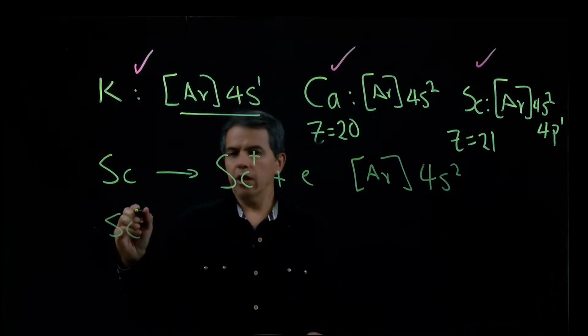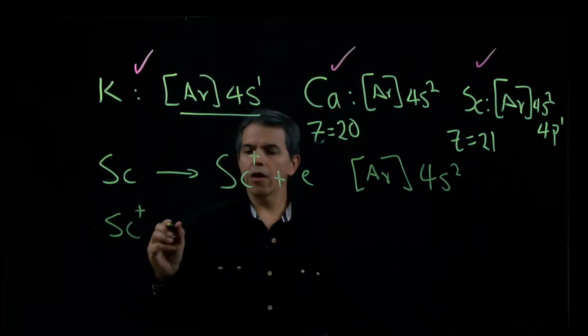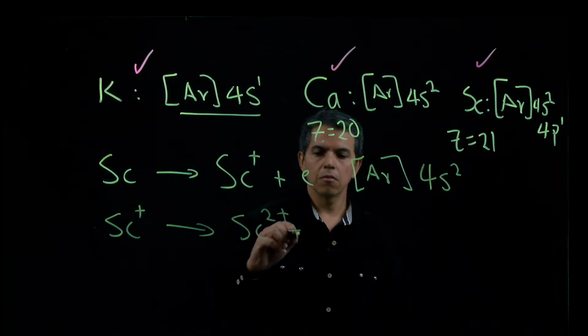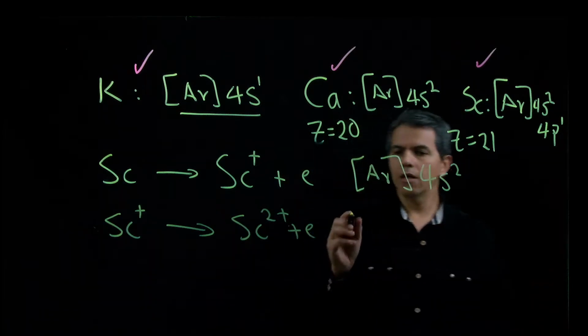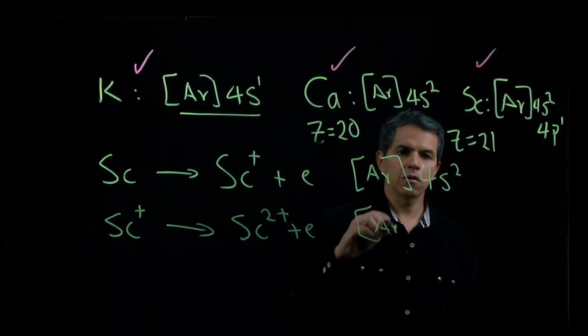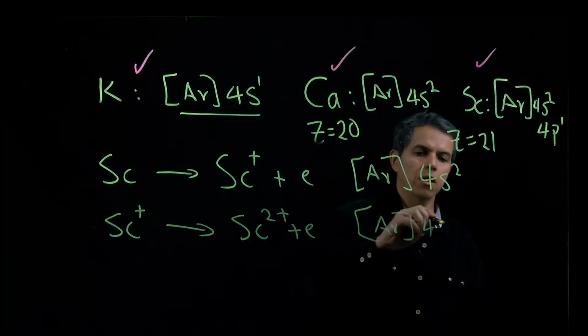The second ionization energy: scandium ion forms scandium 2 plus and 1 electron, and the electronic configuration for scandium 2 plus would be that one of argon, 4s1.